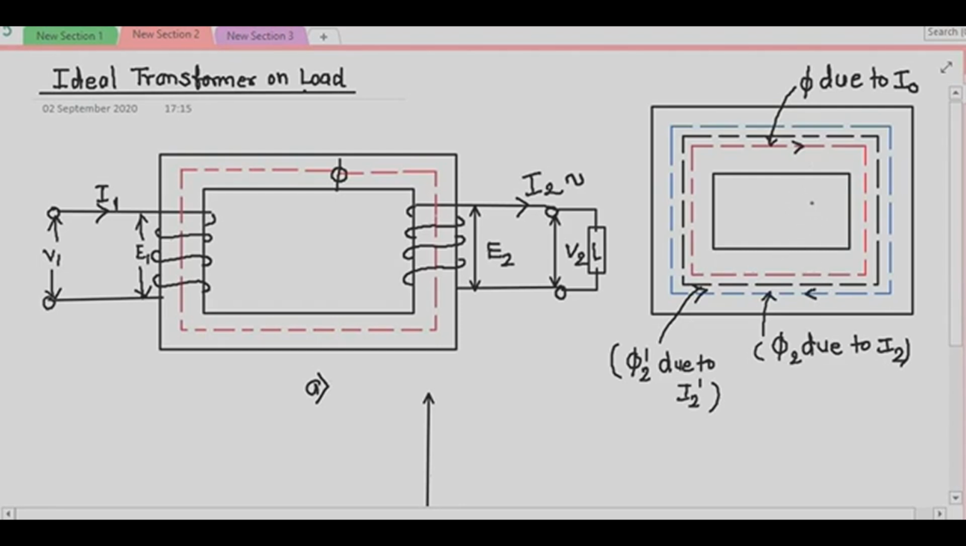What is the effect of such fluxes? The effect of such fluxes is that your E1 will get reduced. And due to the reduction in E1, the difference between the applied voltage and the EMF induced in the primary, E1, increases. And hence an additional current I2 dash, which is called the load component, flows in the primary winding.